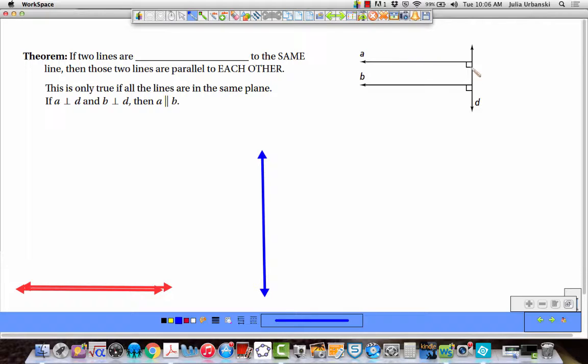What kind of angles are these right here? Starts with C. Corresponding, good. And when corresponding angles are equal, then the lines are parallel. We'll review all that stuff tomorrow.